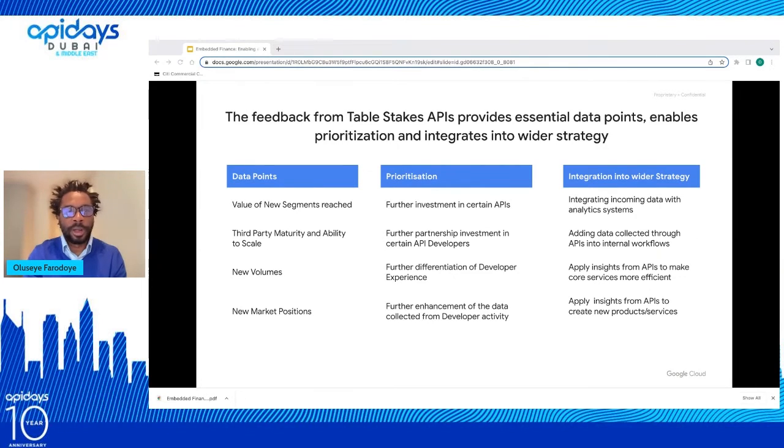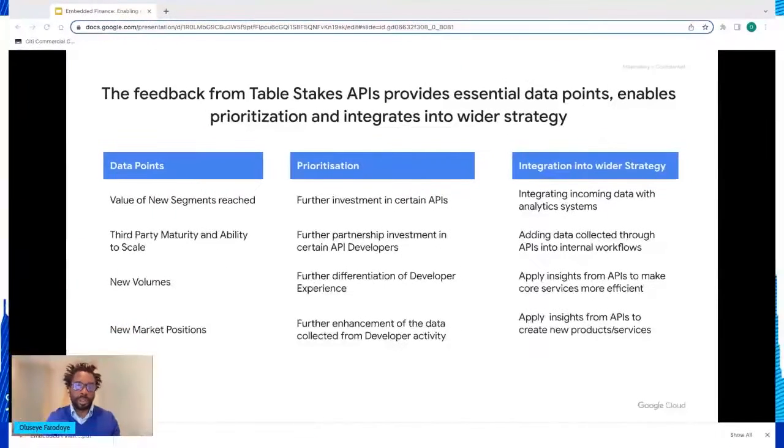So this is exactly what happens when you have a set of table stakes APIs. The data points that you usually get are the value of the segments that have been reached. So right now, you know what segments are of importance to the APIs and to the community as a whole. You understand the kind of volumes that you're getting from the API traffic, and you start to see new market positions. This allows you to prioritize investment into those APIs and gives you enough information to decide which APIs you want to build next and which APIs you want to either deprecate or retire as a whole.